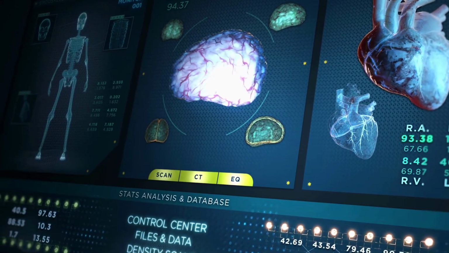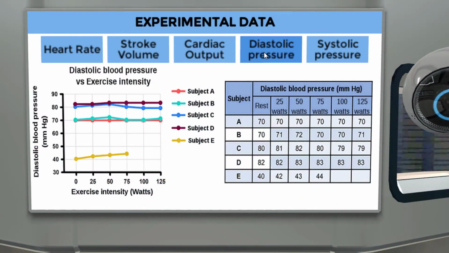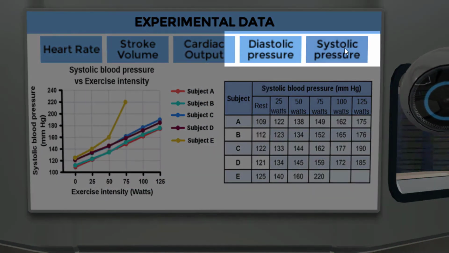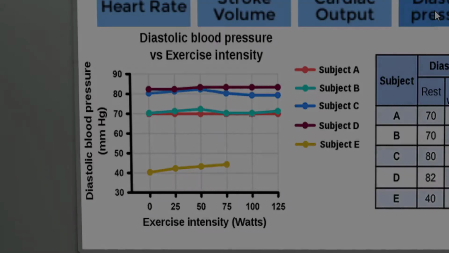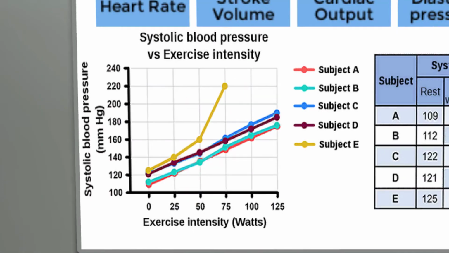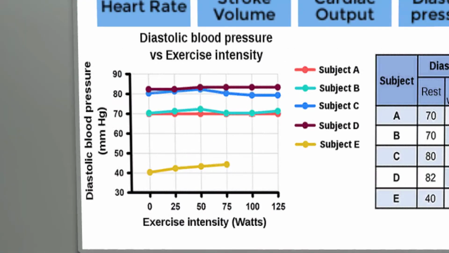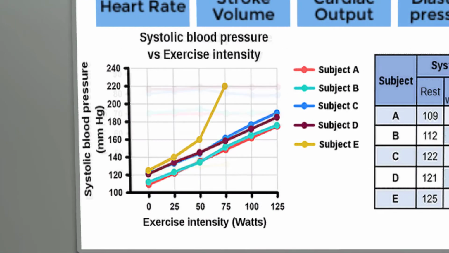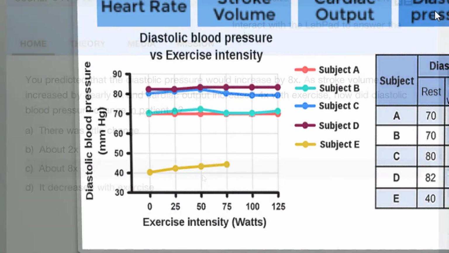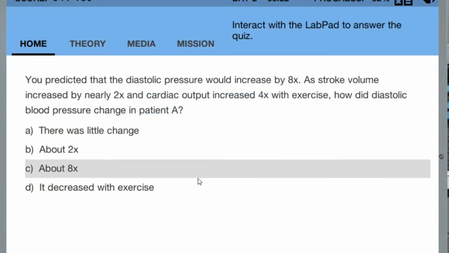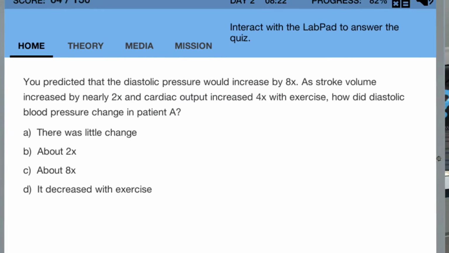Now we can move on to the blood pressure data. Notice that the tabs for the blood pressure data are now available on the big screen. Here you have systolic and diastolic blood pressure data from all patients. You predicted that the diastolic pressure would increase by 8 times. As stroke volume increased by nearly 2 times and cardiac output increased 4 times with exercise, how did diastolic blood pressure change in patient A?